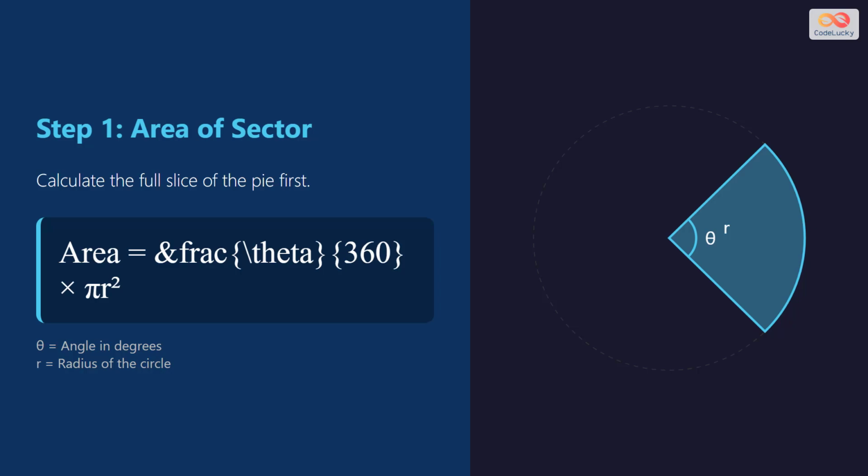Step 1 is to find the area of the entire sector. The formula is theta divided by 360 multiplied by pi times radius squared. This fraction represents the portion of the full circle we are dealing with.